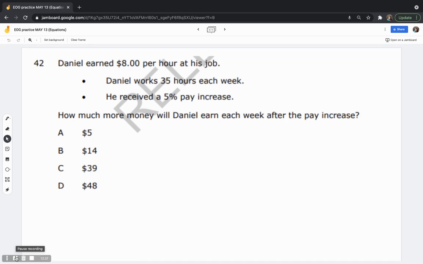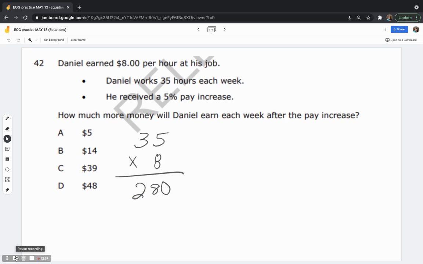So first we're going to figure out how much money Daniel earned originally each week. So he works 35 hours, and he gets $8 per hour. So we're going to do 35 times 8. And that's going to give us a total of $280.